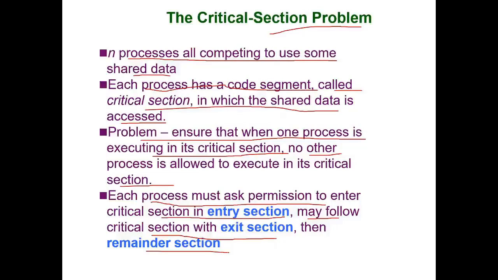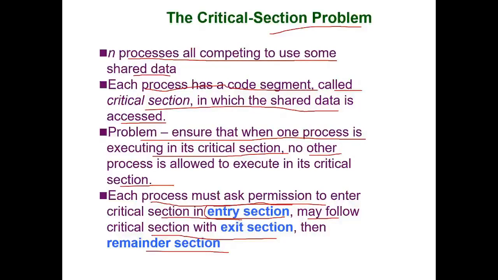Whenever one particular process is executing in the critical section, and another process comes to access that same part of the code, before accessing it the process must ask permission whether it can enter the critical section and execute. If another process is already in that critical section, permission will not be given. If there is no other process in the critical section, permission can be given to that process to execute. So the permission will be asked in the entry section of the critical section.